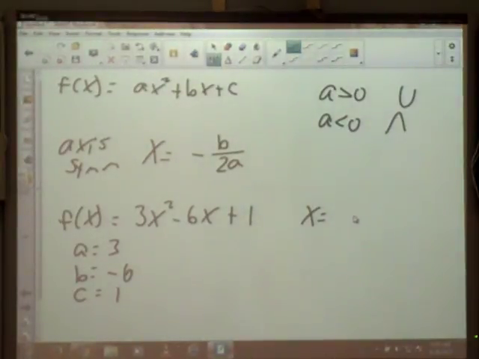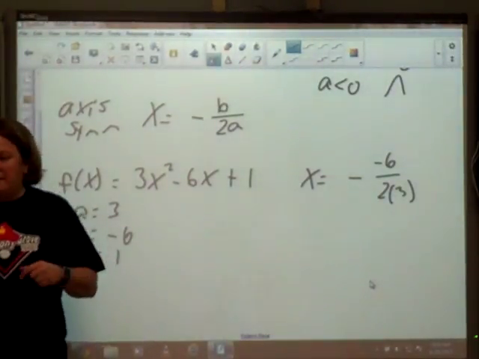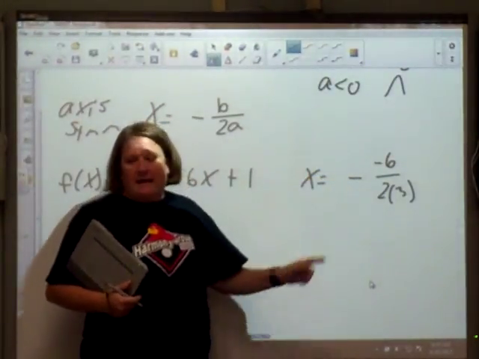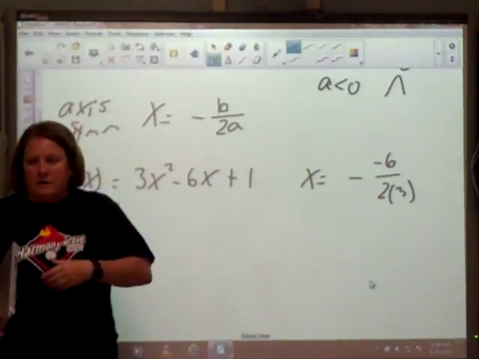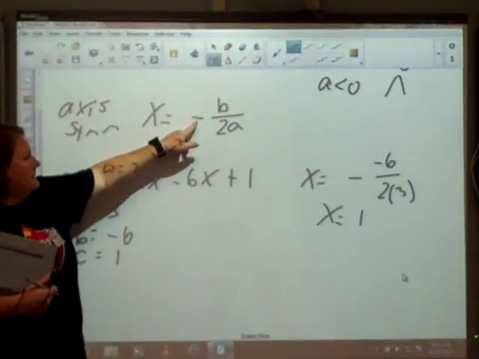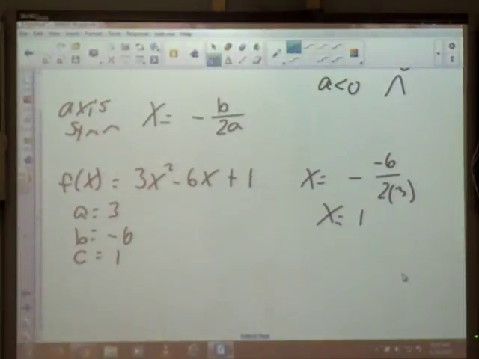Alright, x equals always the negative, so I've got my blanks ready to fill in: b on the top, and 2 times a on the bottom. So I know that my axis of symmetry is already going to be a positive number, on the positive side. Everybody with me on that? Because I've got a negative divided by a negative, which is a positive. 2 times 3 is 6. What's 6 over 6? 1. So x equals 1 is my axis of symmetry. Why is there a negative in front of a negative? Yeah, I was going to ask you how to get rid of that. Yep, y'all are thinking good.